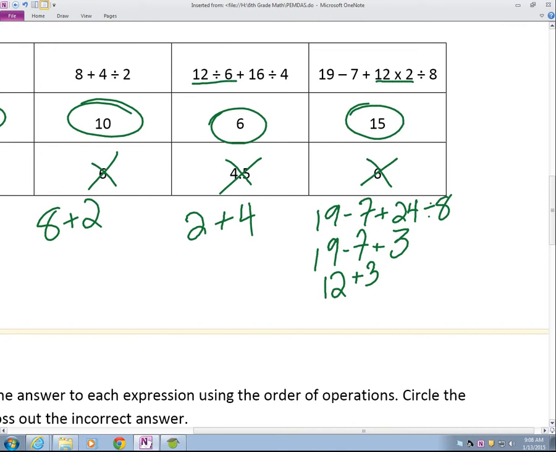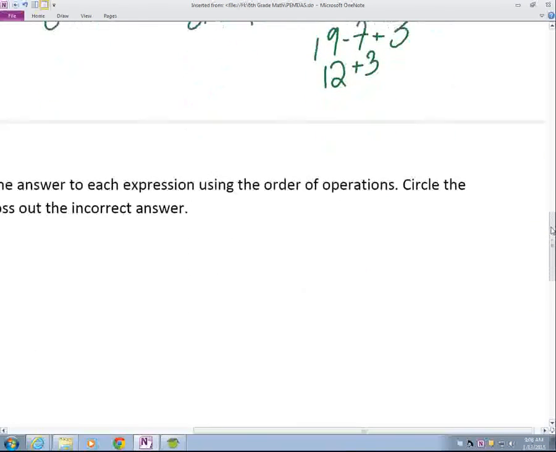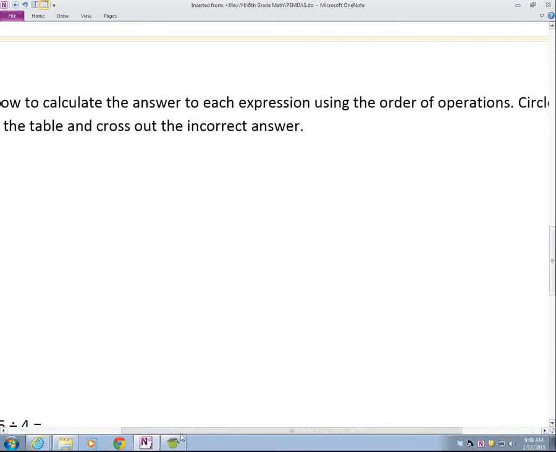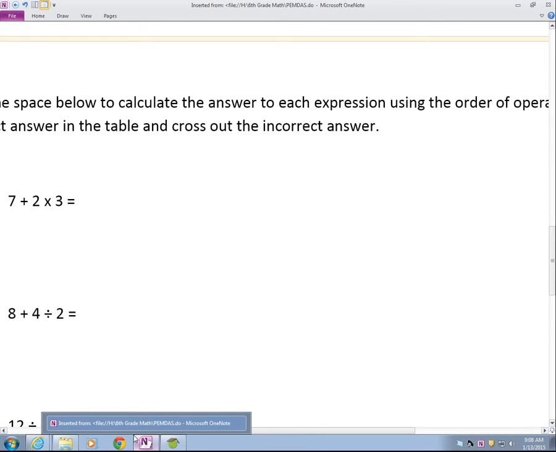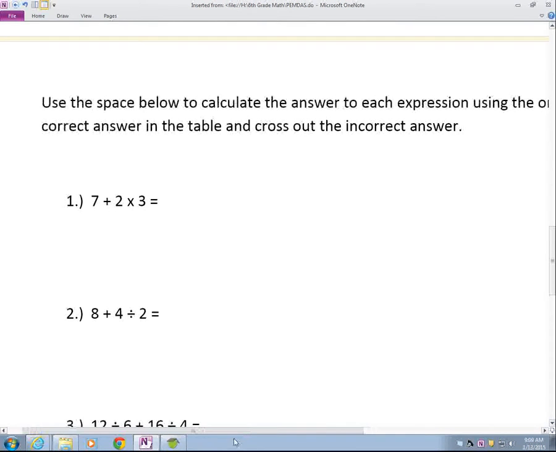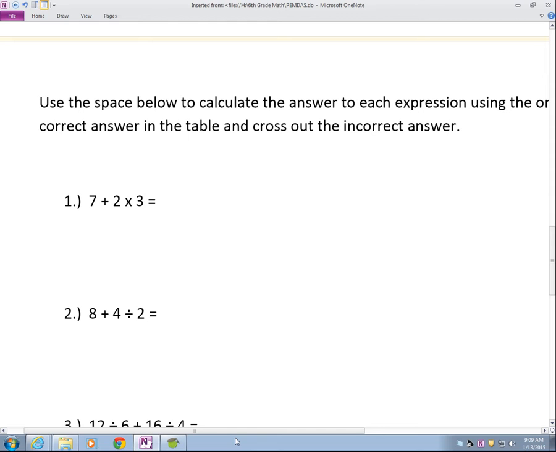All right, here's what you're going to do. It says here, take the space below to answer each expression using the order of operations, and cross out the incorrect answer. That has to do with notes that I adjusted this from. So I want you to do those 4. And if you're tuning in on YouTube, I want you to come back in 3 minutes, or pop forward in the video 3 minutes, and that's when the mic will be turned back on. So, kids, you have 3 minutes to work on those by yourself. Go.